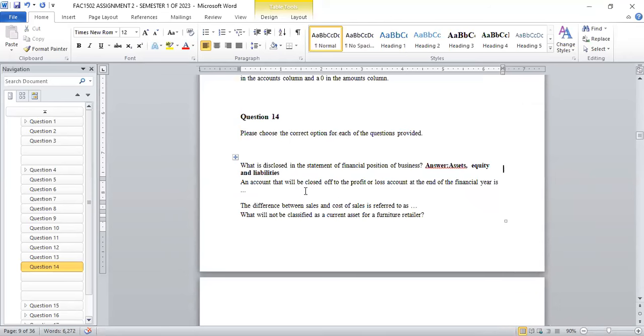An account will be closed off to the profit or loss account at the end of the year. You have to choose either expense or income account on the given options. Then the difference between sales and cost of sales is gross profit.